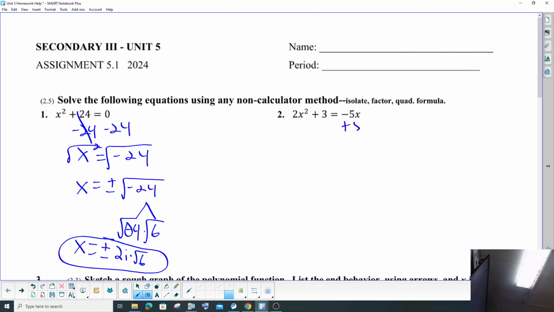So try number 2. I would probably add 5x to the other side first, and then probably the quadratic formula, maybe. Or maybe it factors. Maybe it factors.